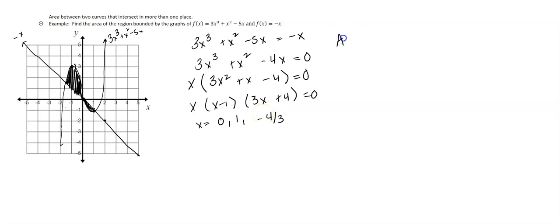Now when we set up our area, we're going to need two separate integrals because we're going to need one for each of the individual sections. So the first one is going to go from negative 4/3 to 0. And let's just check. It looks like the cubic function is definitely the higher function on this section here. So we'll call this A. So we're going to have 3x cubed plus x squared minus 5x, and we're going to subtract the negative x. I used brackets. I probably should have used parentheses here.